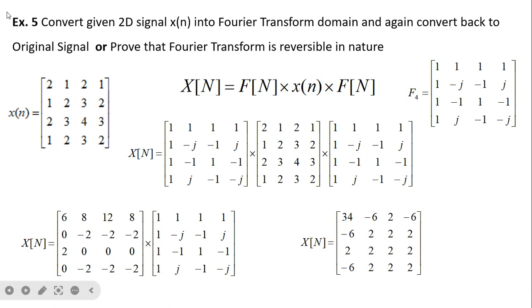So this two-dimensional signal is given. So this is the Fourier matrix into the two-dimensional signal into again the Fourier matrix. First it will act on the row, and after that it will act on the column. In this way we need to write this down. This is the intermediate result, and when we multiply again, we get this matrix. This is the final Fourier transform domain signal. This first value is very important because it is purely the low frequency component of the signal.